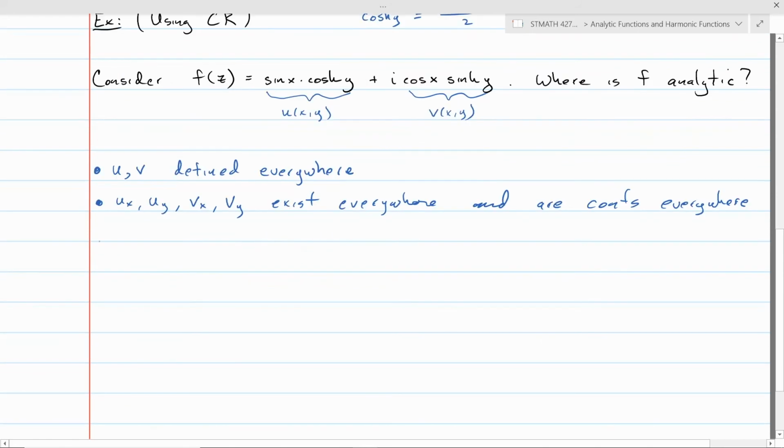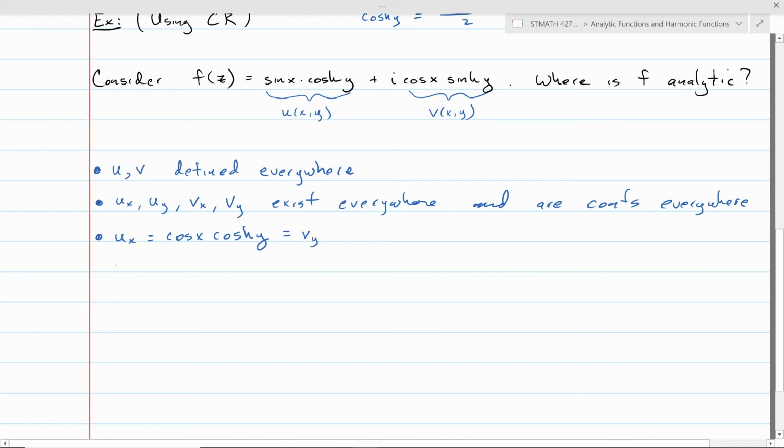Okay, so then next we can compute ux. You take that derivative with respect to x and you get cosine x times cos y. You treat cos y as a constant, right? And you notice that if you take the derivative of v with respect to y, it turns out that the derivative of the hyperbolic sine is the hyperbolic cosine. So you get cosh y, and that's really just vy.